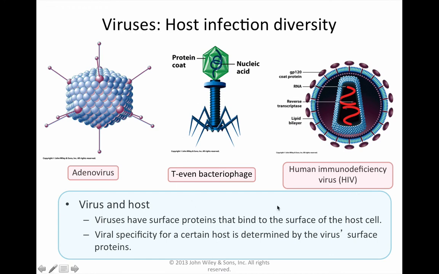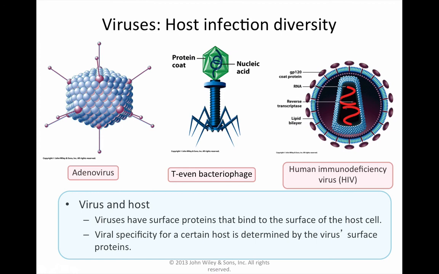The bacteriophage is a virus that will infect a bacteria. Of course, HIV is the virus that causes AIDS. And you can see each of these three have a different construction and shape. But on them, they have what we call surface proteins, like here, GP120. These are surface proteins as well, and they will attach to the host cell. So these surface proteins are recognizing something on the host itself.